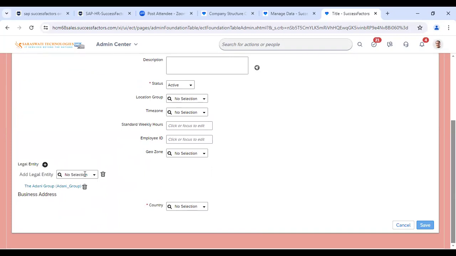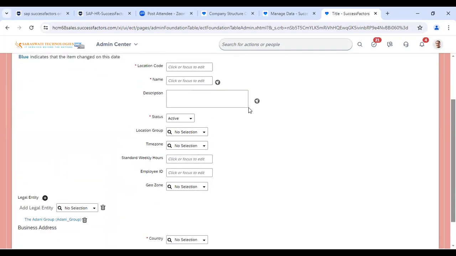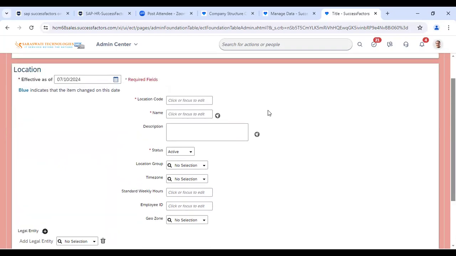There is one legal entity, Infosys BPM, and the other location is a different one. So you can make different legal entities with one location. Are you getting my point? Yeah, got it. Or maybe I'll give you another example.